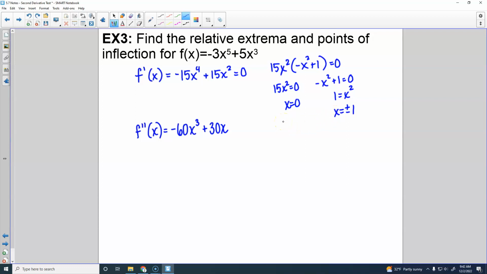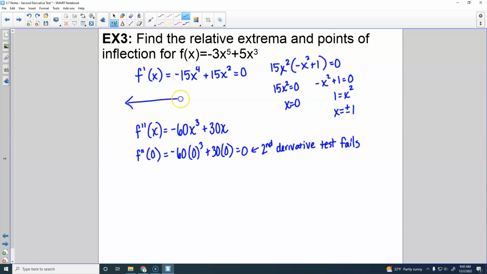For the extrema, we would be plugging in right here, right? So f double prime of 0, what do you get when you plug in 0? What does 0 tell you? Yeah, test fails. This is why I don't like the second derivative test. You've got to go back up here and make a sign line.